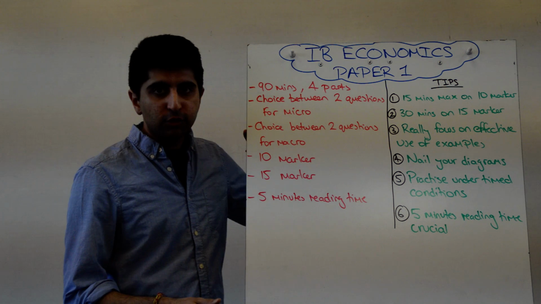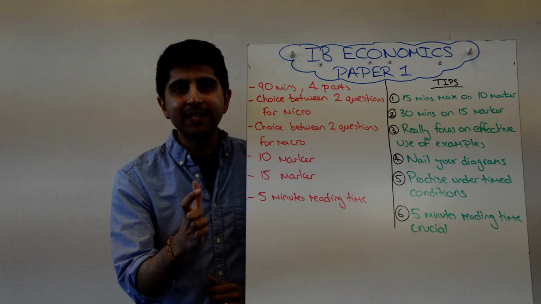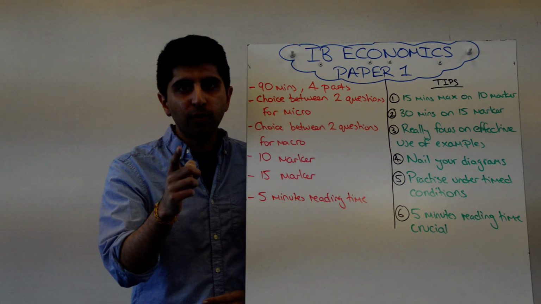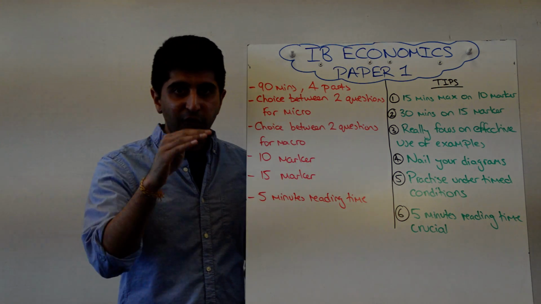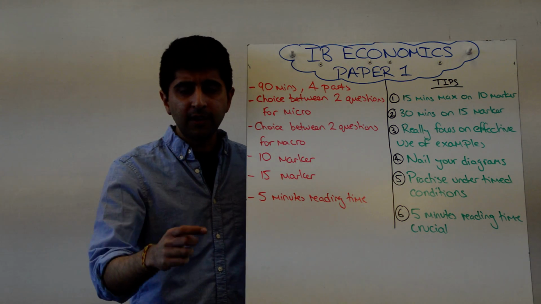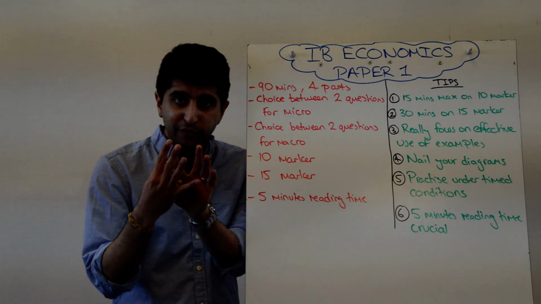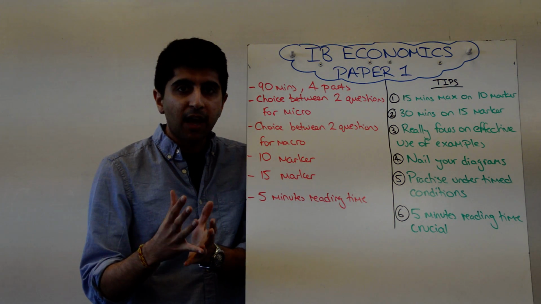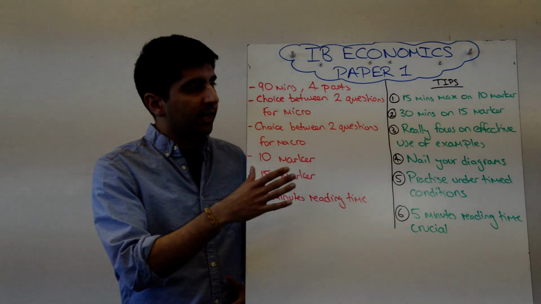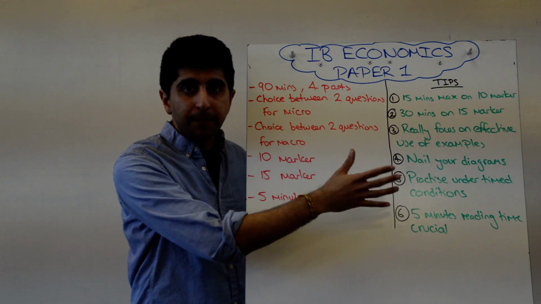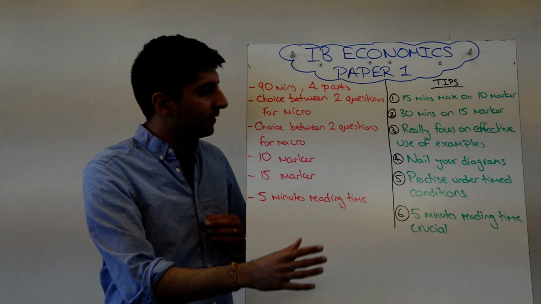Let's go through the structure first. The paper is 90 minutes long. That's very important for you to know. Remember, there are going to be 4 parts of this question: your first 10, your first 15, your second 10, your second 15. They're your 4 parts. You need to divide time accordingly for those 90 minutes, and I'll give you my tips about time allocation in a second.